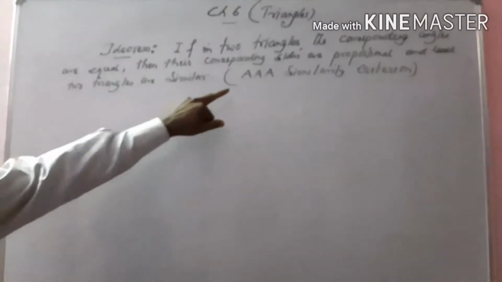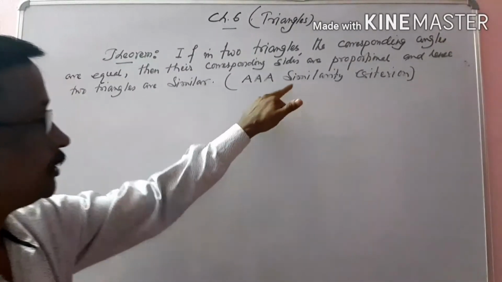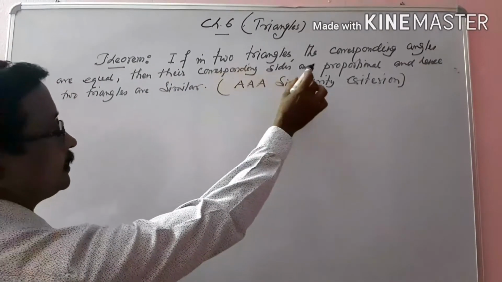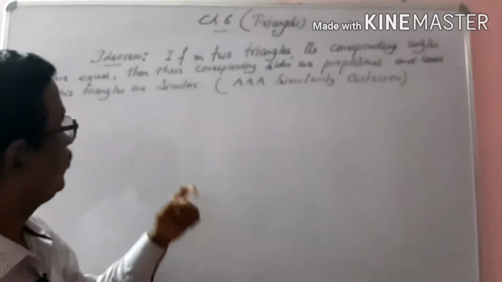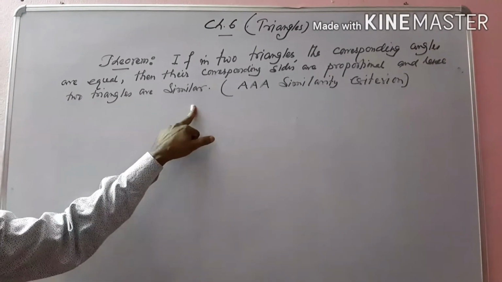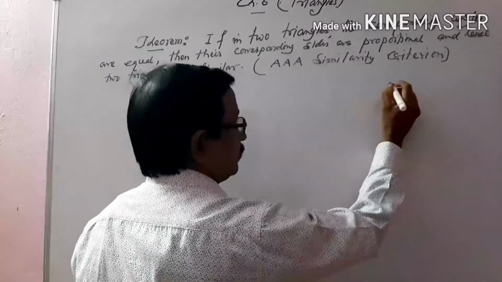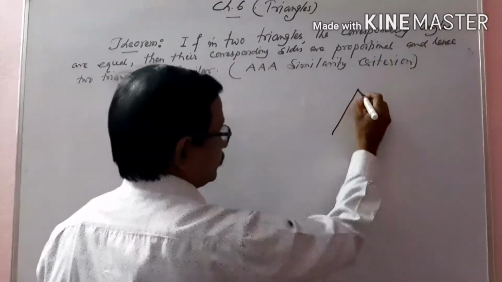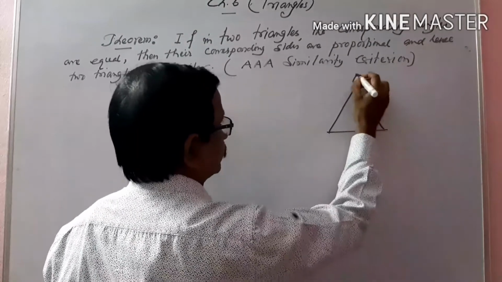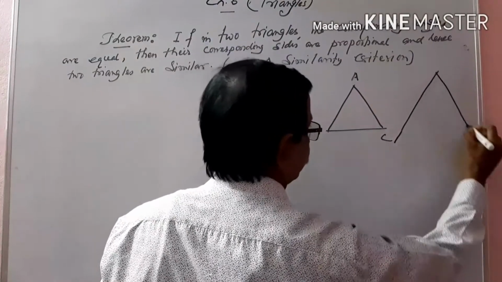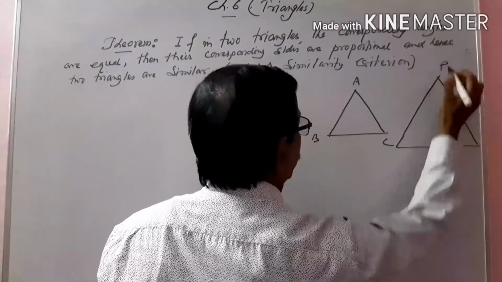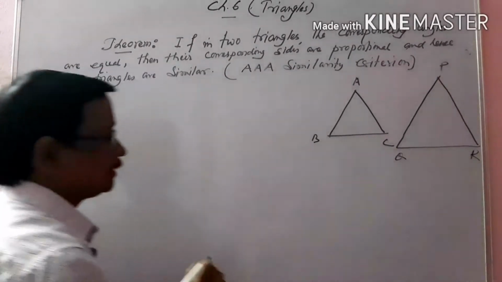Okay guys, now let's show the angle similarity criteria in short. But first you see what the statement is. If in two triangles the corresponding angles are equal, then their corresponding sides are proportional and hence the two triangles are similar. First I am drawing two triangles: one is triangle ABC and another is triangle PQR.